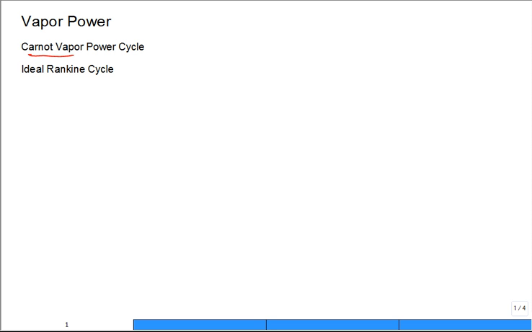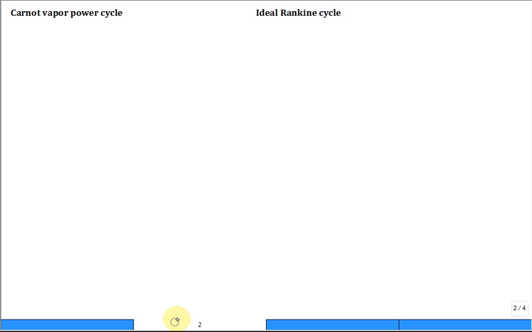All right, let's continue on. So let's take a look at a review of the Carnot vapor power cycle so that we can introduce the ideal Rankine cycle. So we've all been exposed to the Carnot vapor power cycle, true? That was in Thermo 1. So this is a review.